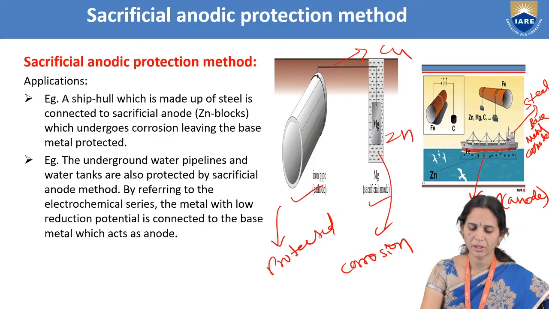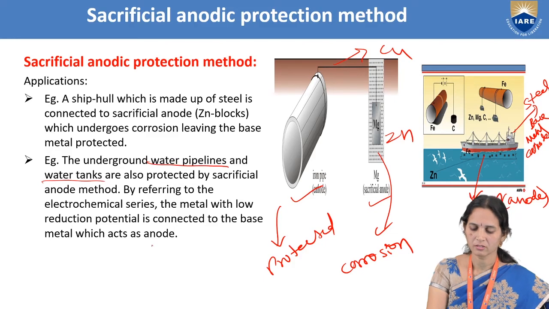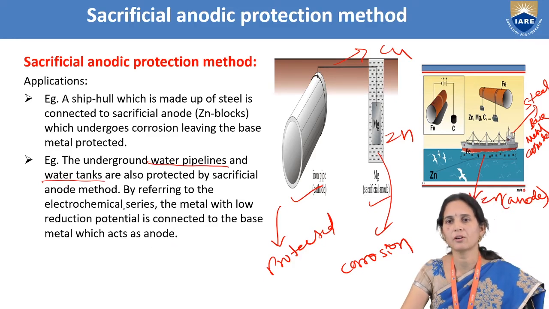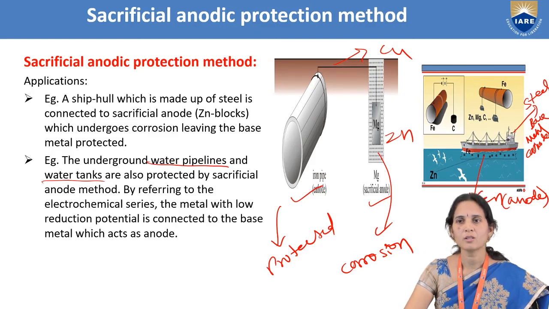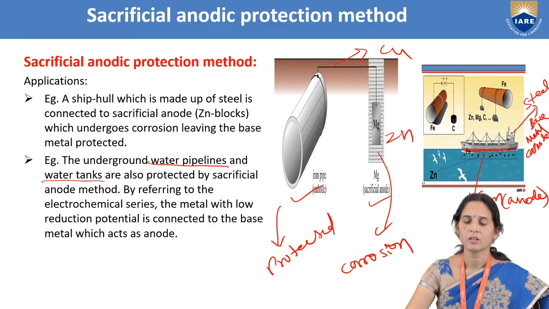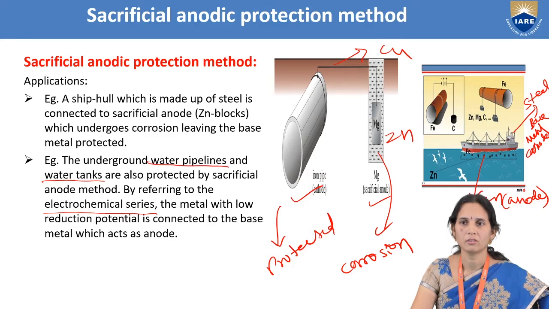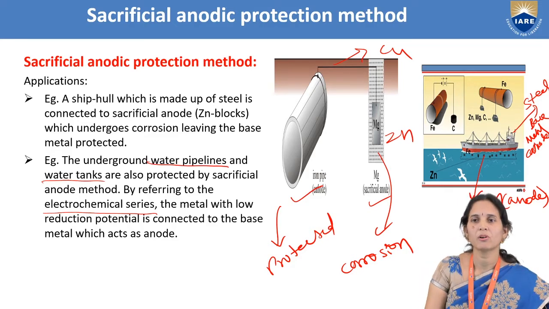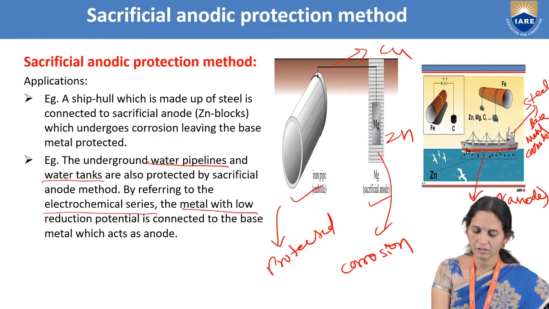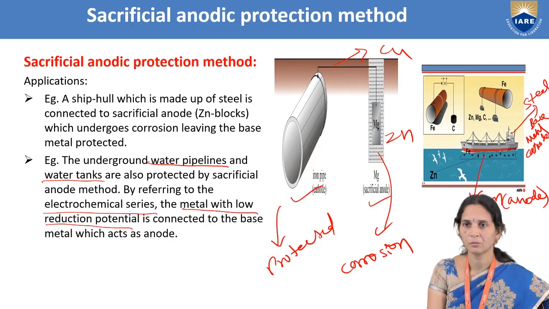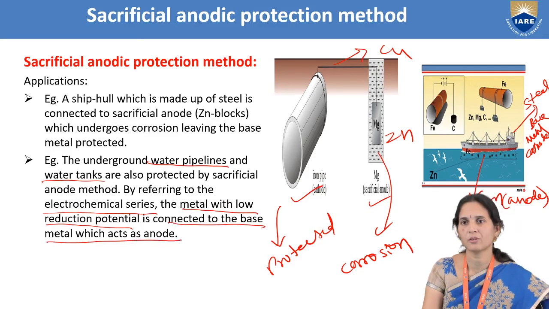The underground water pipelines and water tanks are also protected by the sacrificial anodic method. So how do we protect base metals? By following the electrochemical series, the metal with the lower reduction potential is connected to the base metal, which acts as the cathode while that metal acts as the anode.